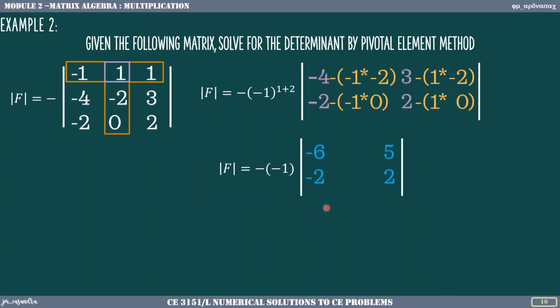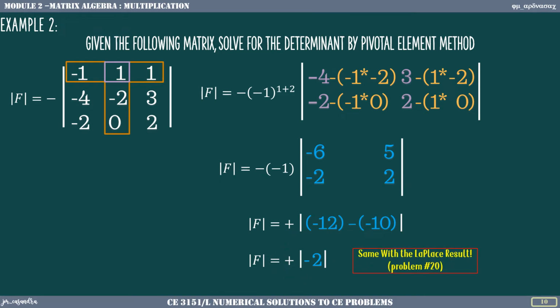determinant of matrix F by multiplying now 6 and 2 minus negative 2 times 5. We'll have now negative times negative multiplied 2, negative 12 minus negative 10. That will give us negative 2, or our final answer is negative 2, which is the same as the Laplace result we computed for problem number 20 in our lecture.